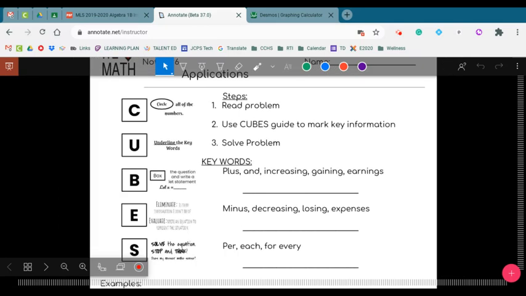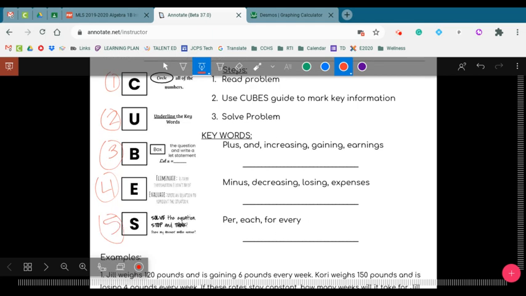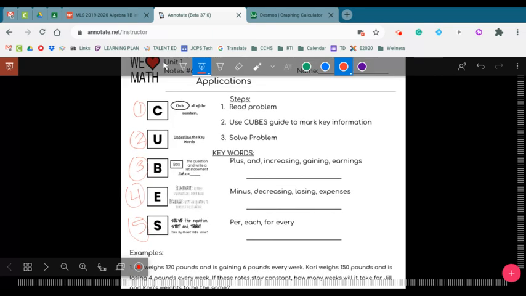We're going to again use our CUBES annotation. Our first step is to circle our numbers. Second step, underline our keywords. Third step, box our question and write our let statement. Then we evaluate, write our equation, and then we solve. So we have 5 steps. You need to make sure you first read it, then use your CUBES, and then solve the problem.